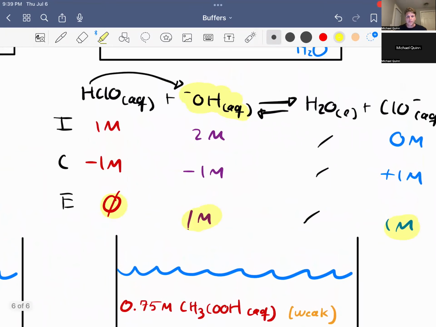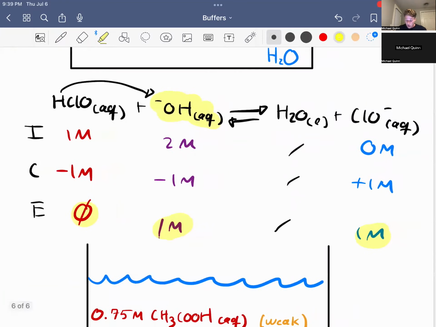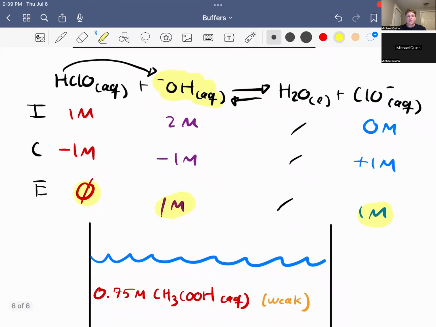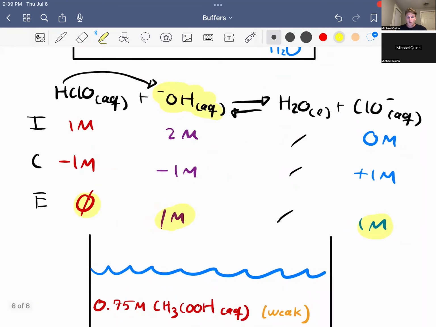So in order to have a buffer, remember, you need a weak acid and its conjugate base, or a weak base and its conjugate acid. So in this case, not only do we have something strong, we used up all of our acid. So in that leftover beaker, we do not have a conjugate pair. So this is not going to be a buffer.